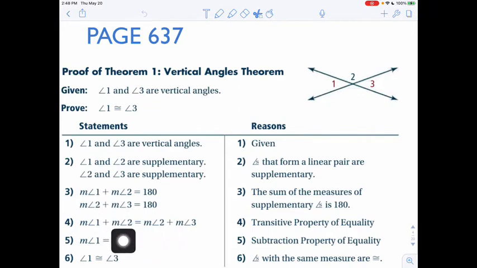We can subtract the measure of angle 2 from each side to get the measure of angle 1 equals the measure of angle 3 by the subtraction property of equality, and then because angles with the same measure are congruent, we can now say that angle 1 is congruent to angle 3, which is what we wanted to prove. So we have finished the proof of the vertical angles theorem.